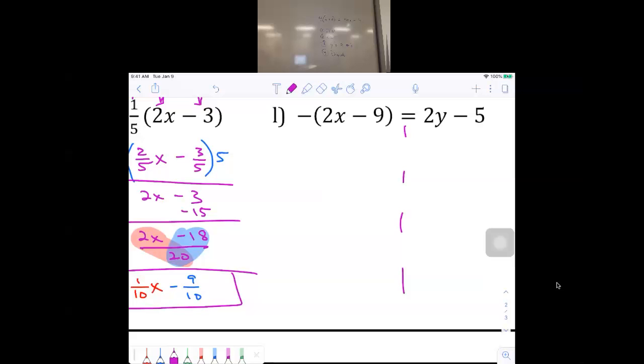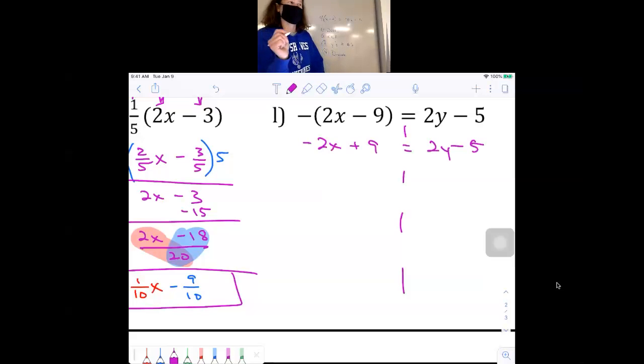Okay, when I distribute that negative sign, what do I get? Negative 2x plus 9. Okay. What did he say? Okay. Thanks for backing him up. Way to have his back. Oh, okay, then what do I do?